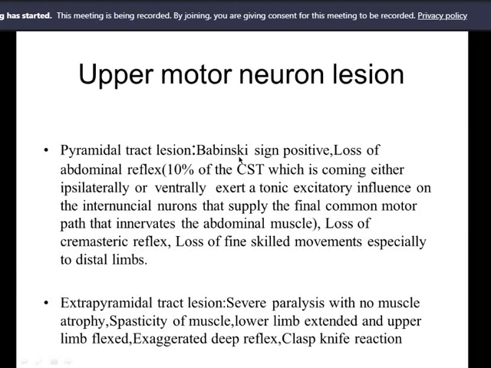And if upper motor neuron lesion is there, as I already told, if you do any jerk, the jerk will be exaggerated, because upper motor neuron lesion exaggerates the jerk. If only the extrapyramidal tract is lesioned, then severe paralysis, no muscle atrophy, spasticity of the muscle, lower limb extended and upper limb flexed, exaggerated deep reflex, clasp-knife reaction, all will happen.